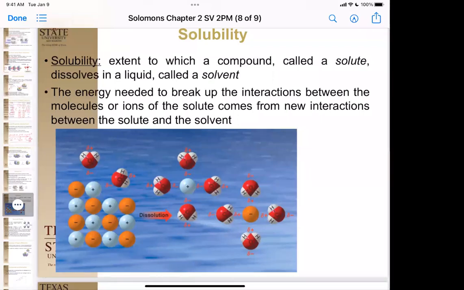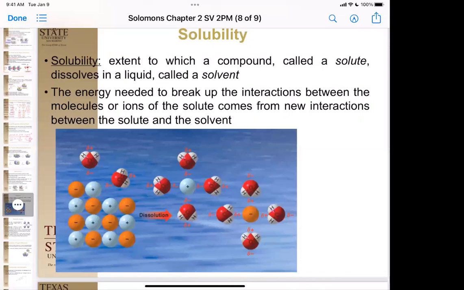Solubility runs hand in hand with our different types of intermolecular interactions. If you have all the same thing and you have dipole-dipole interactions and you put it into something else, what kind of interaction do you think it wants? Does it want a non-polar interaction? Does it want an induced dipole interaction? Probably not. It wants to have the same type of interaction.